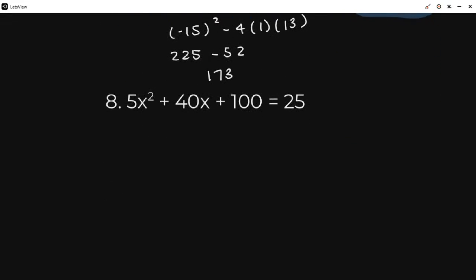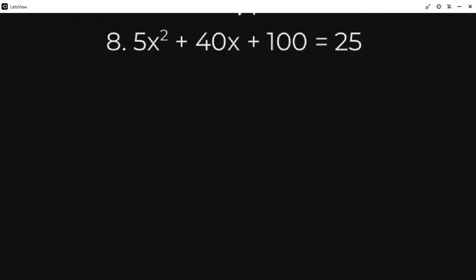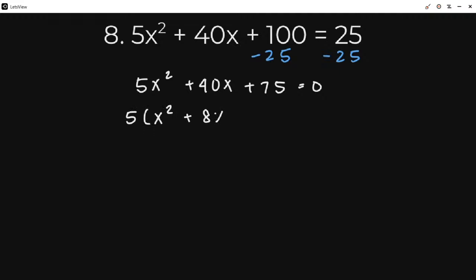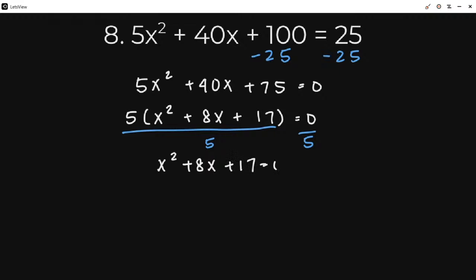Okay, and the last one. We have 5x squared plus 40x plus 100 equals 25, so we have to move everything to one side. So we get 5x squared plus 40x plus 75 equals 0. So the numbers are kind of big for this problem, but one thing we can do to make the numbers smaller is take out the GCF. So for this problem, that would be 5. And then to get rid of the 5 in the front, we can divide everything by 5. So we get x squared plus 8x plus 17 equals 0. And this is what I'm going to plug into the quadratic equation instead.